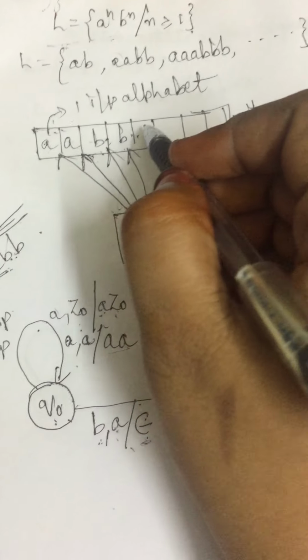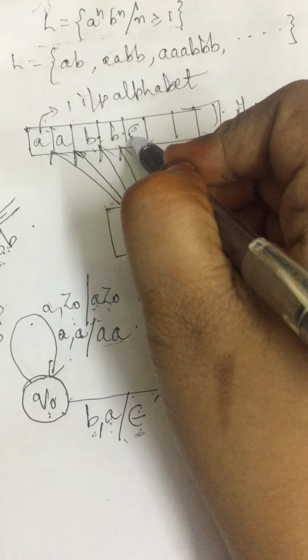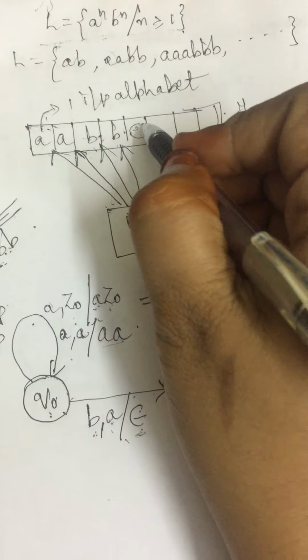So in the input tape, we need to represent epsilon at the end. Epsilon in the sense that if the complete string is completed, then there will be nothing left in the input tape. So now the header will be pointing to this epsilon here. The present input symbol is epsilon, and the top of the stack is Z0. So keep Z0 as it is.